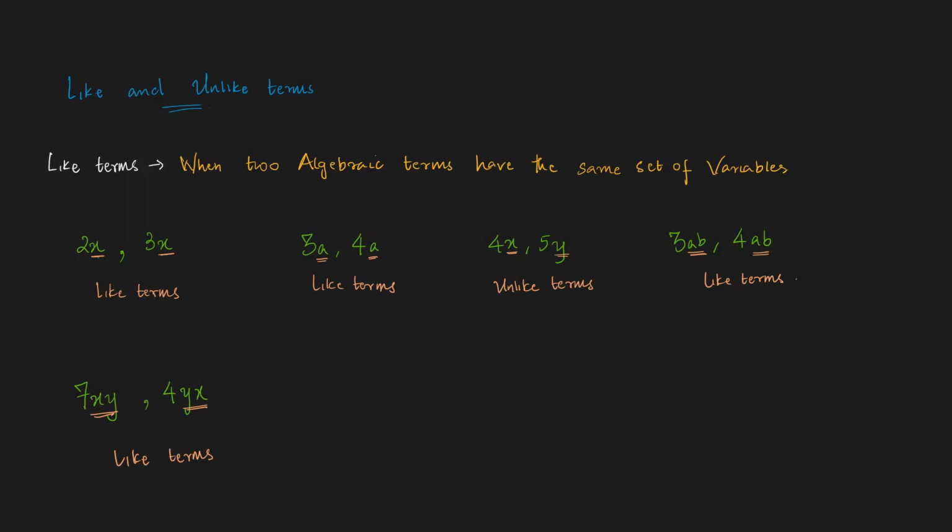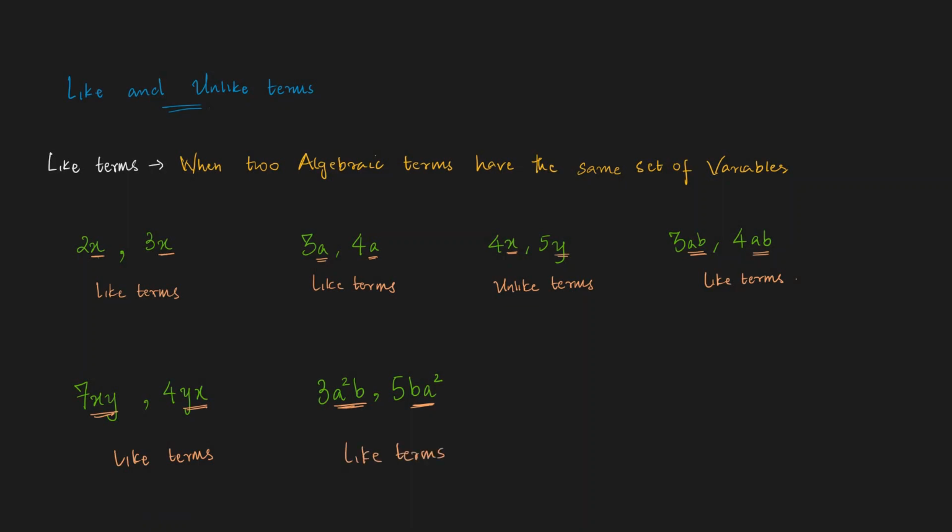Okay, so let's have a look at this one. 3a squared b and 5ba squared. Now again, observe the variables. This has a squared and b. This also has a squared and b, just in a different order, just like the previous example. So the set of variables is still the same, a squared and b. Therefore, these are also like terms.